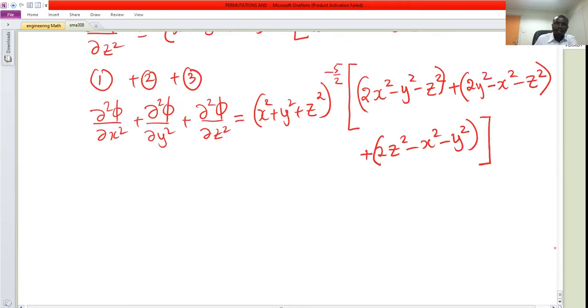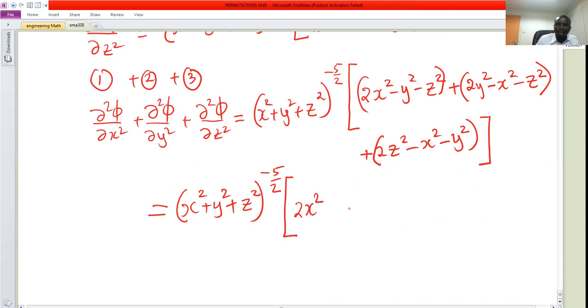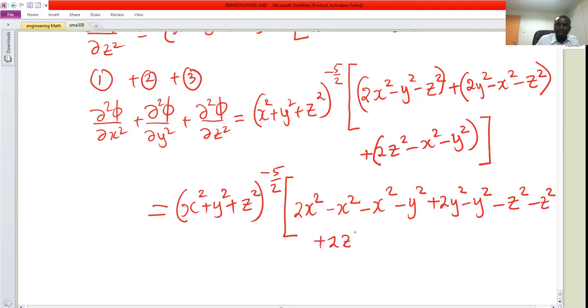So now let's simplify this. So this will be equals to x squared plus y squared plus z squared raised to minus 5 over 2 into, so I collect all x's together. So I'll have 2x squared. Here I have minus x squared. Here I have minus x squared. Then here I have minus y squared. Here I have plus 2y squared. Here I have minus y squared. And then I have minus z squared. And then here I have minus z squared. And then I have plus 2z squared.